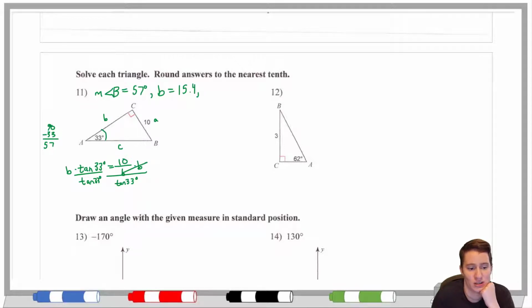For c, we would do not tangent. I'm still going to use 10 because I know that 10 is right because they gave me 10. So that's opposite and hypotenuse, which is sine. Sine of 33 degrees equals 10 over c. So same process basically, just with a different trig function.